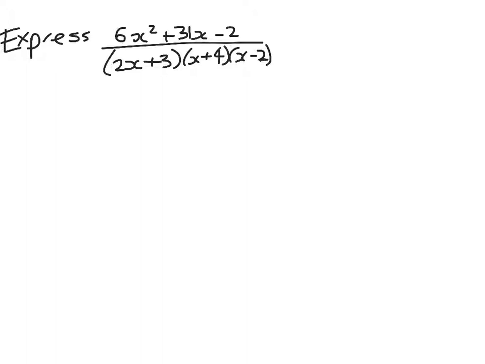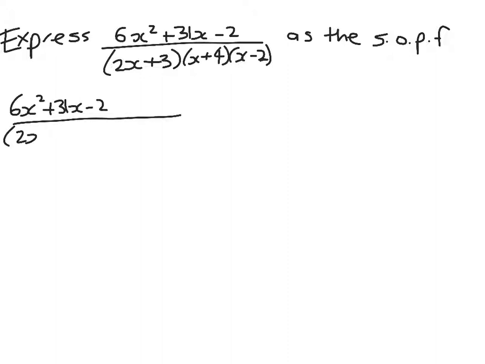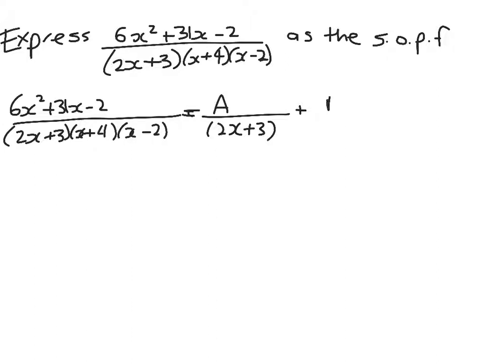So we want to express that as that, and I'm going to cheat here and just put SOPF, right, sum of partial fractions. So here's what we want to get to. We're going to want 6x squared plus 31x minus 2 over 2x plus 3, x plus 4 times x minus 2 is equal to a over 2x plus 3 plus b over x plus 4 plus c over x minus 2.